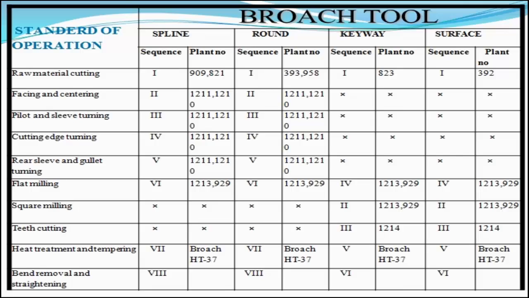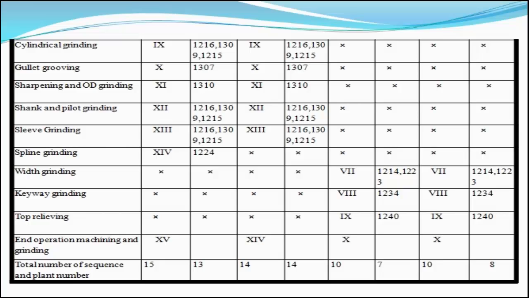Suppose in spline, as we could see, the numbering is given as at first raw material cutting, then facing and centering, then pilot flip turning, and it goes on. Whereas square milling and teeth cutting are not required in this section, so we have put a cross in that. Similarly in the keyway, as we could see, raw material cutting is at first, and the second goes with square milling as it has been numbered 2, but facing and centering and pilot flip turning are not there, so it has been marked as a cross. This slide is just a continuation of the standard operations.